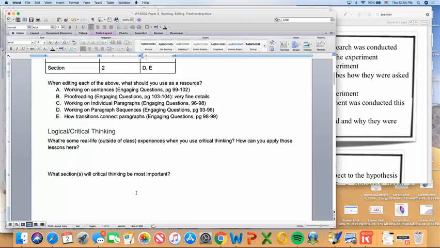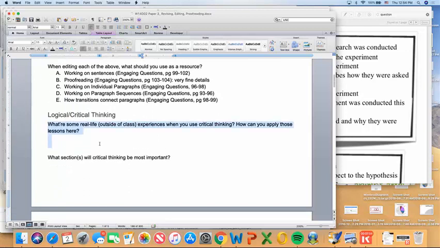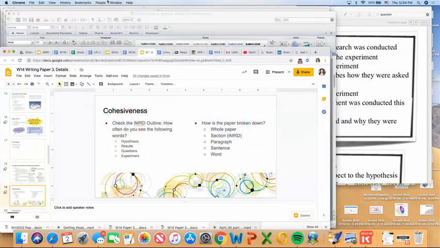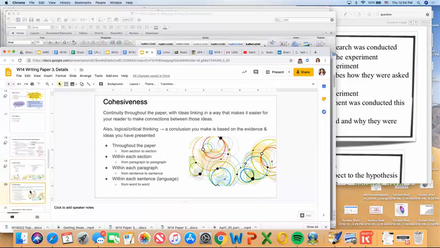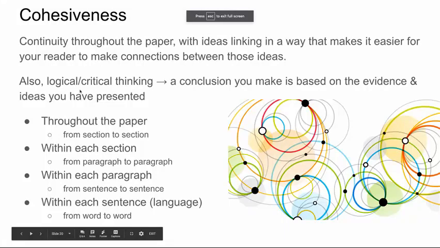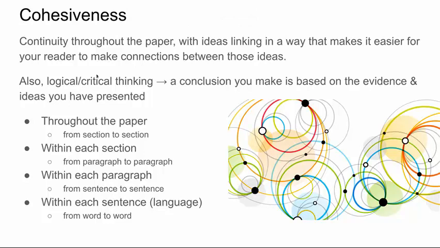Next thing is I want you to look at these two questions and think about them, because another part of having a cohesive paper is that it's not just continuity, but also logical critical thinking. So if you make a conclusion based on evidence and ideas that you've presented. If someone says, okay, people like Instagram the most, so that's where people get their news, is that a logical conclusion? Why is that not a logical conclusion?